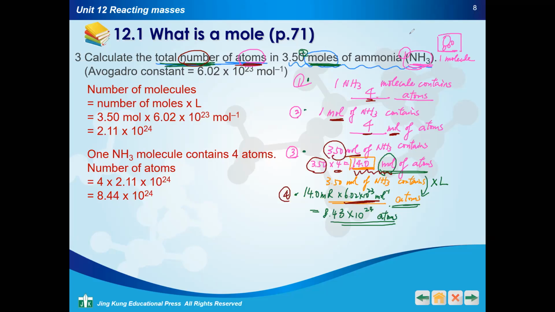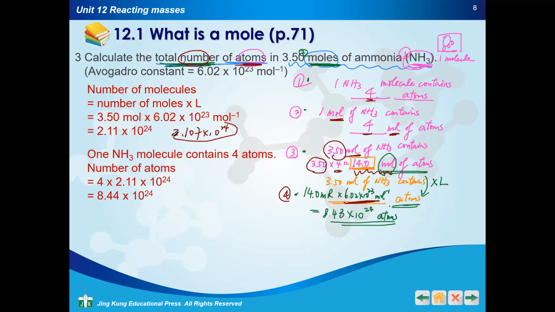Why is the one next to it 8.44? Now you take a look at their calculations. Now which one is correct? 3.5 times 6.02 times 10 to the power 23 gives 2.107 times 10 to the power 24 instead.